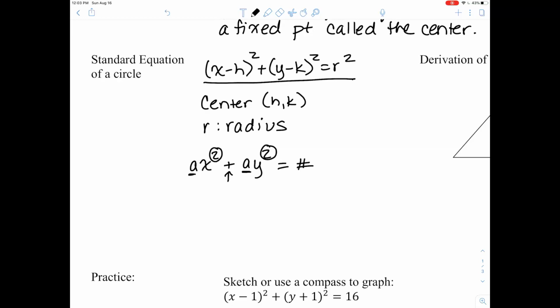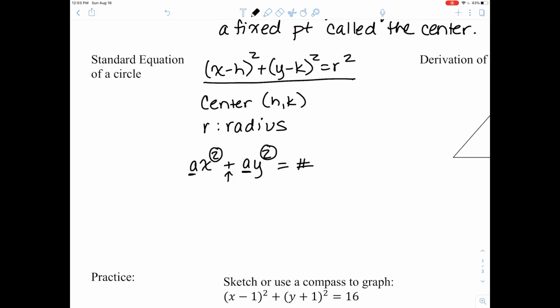And you can, of course, rewrite that equation in many, many different forms. But you're always looking for the same conditions, that the x squared and the y squared both have the same coefficient. They're both being squared, and you're adding their values.